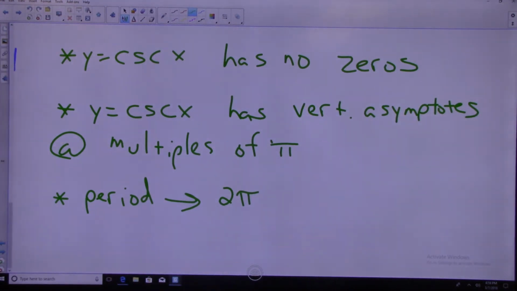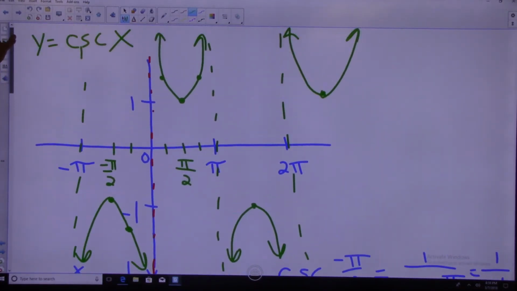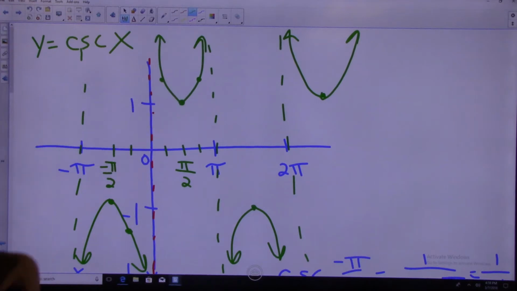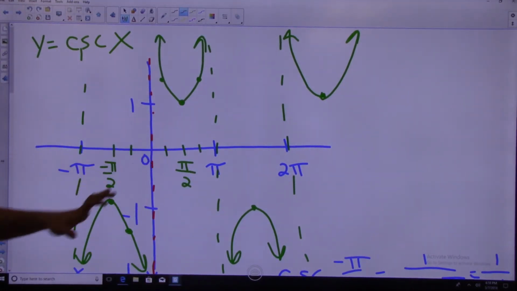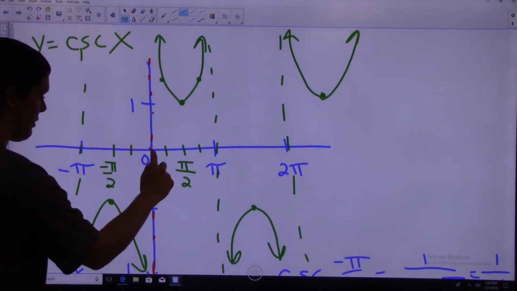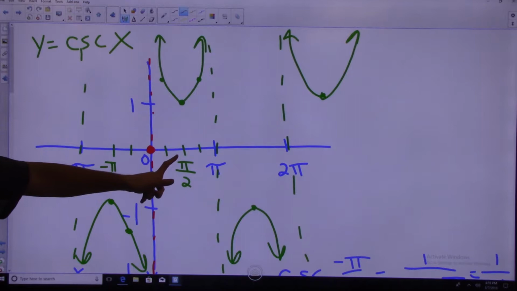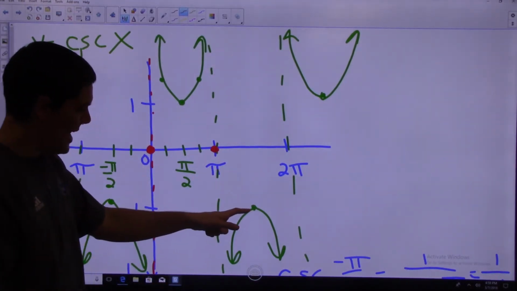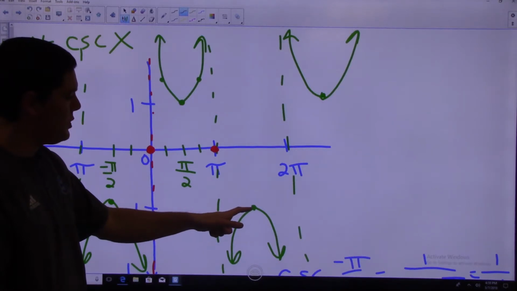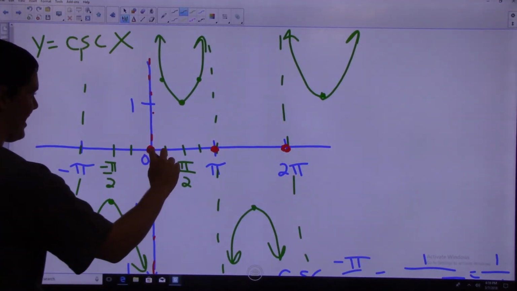And actually, let me go ahead and graph the sine function and show you some relationships here. So if I were to graph the sine function, at the same time I'm going to graph it in red. Remember, the sine function starts at 0, 0, and it has a maximum at pi over 2, and it gets back to 0 at pi, and it has a minimum at 3 pi over 2, and then it gets back to 0 at 2 pi. So if I were to graph the sine function, it would look like this.